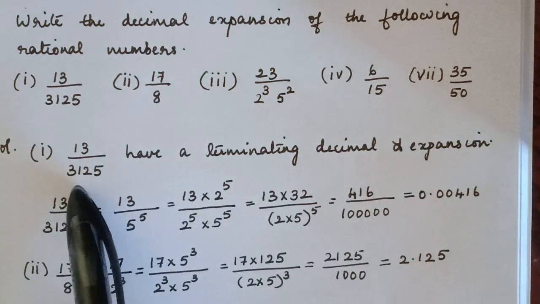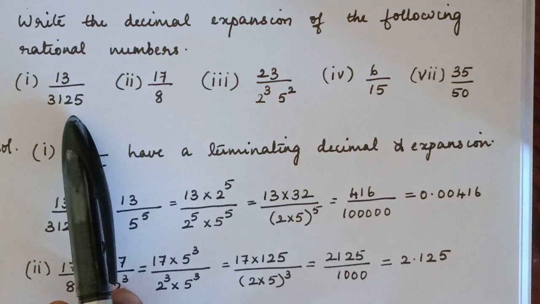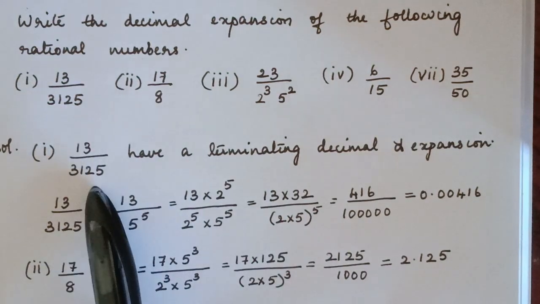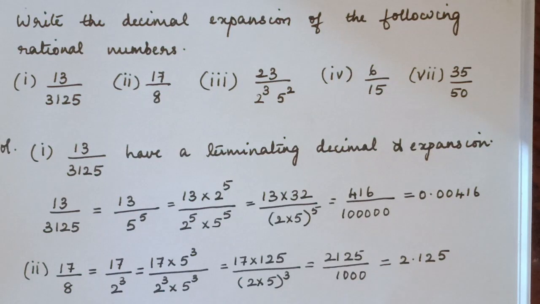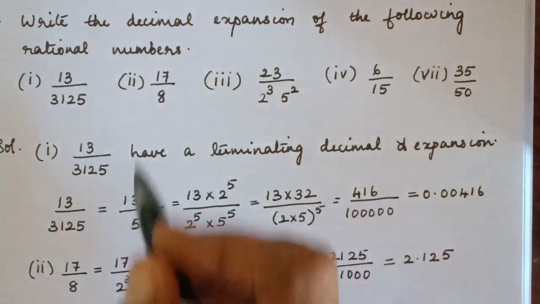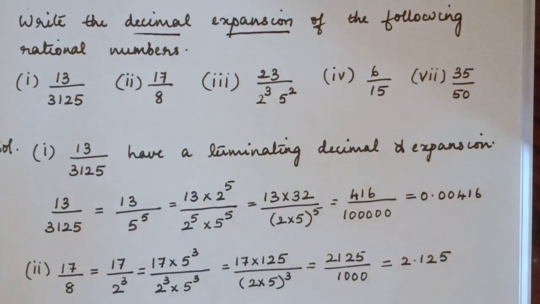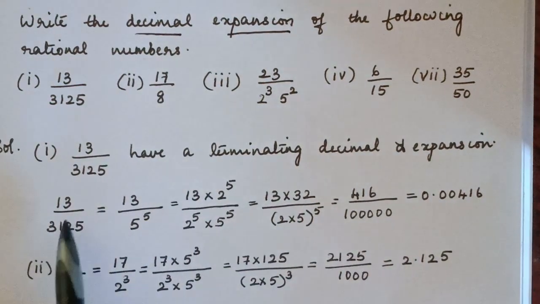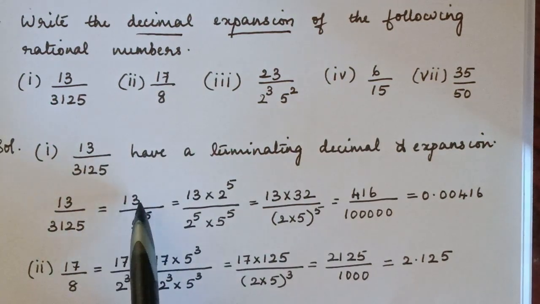Now we will see how to do each sum. First we will take 13 by 3125. We saw in the last video that it has a terminating decimal expansion. So the question is to write the decimal expansion of these numbers. So 13 by 3125, we can write it as 13 by 5 raised to 5.